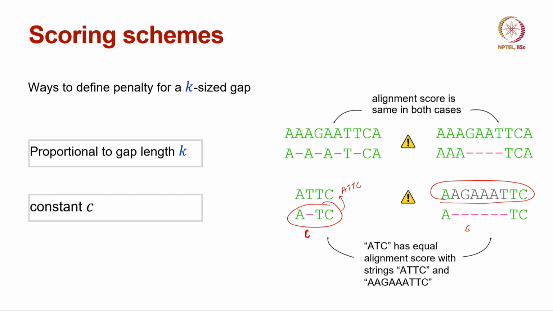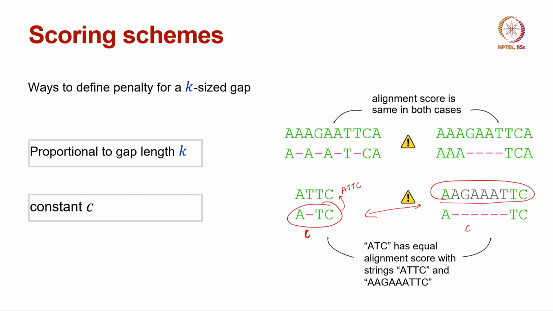But we see an issue here: the sequence ATTC is more closely related to sequence ATC, yet both alignment scores are equal, which is also not good. So, we need some way in which we are also taking into account the length of the gap as well. We cannot disregard the length of the gap completely.